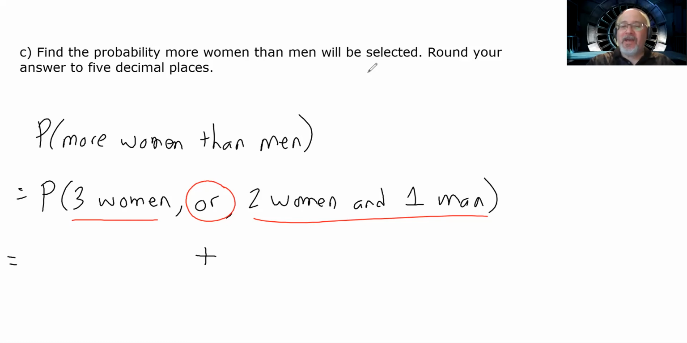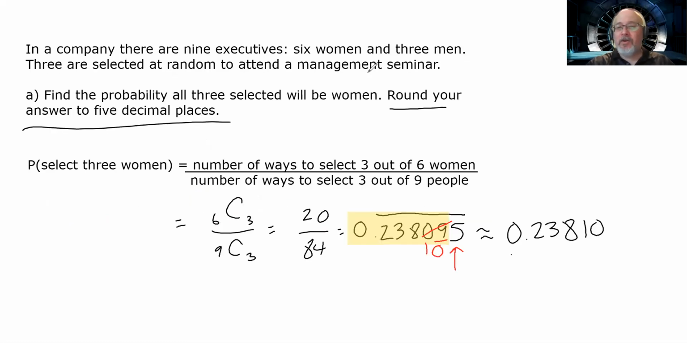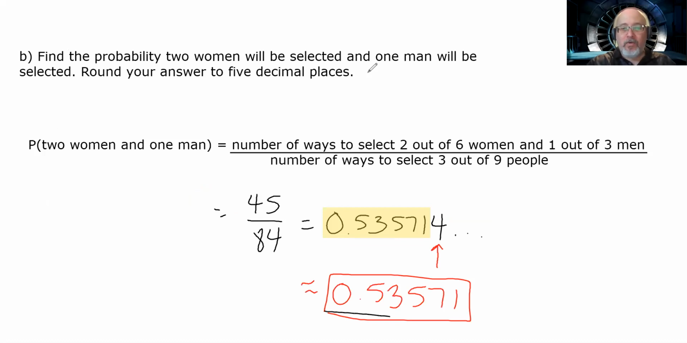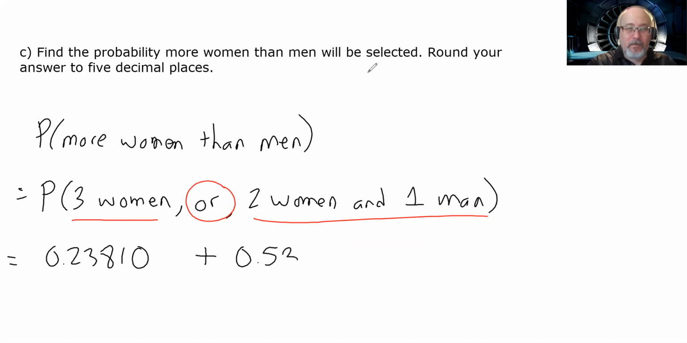The probability that we selected 3 women at random was 0.23810. The probability that 2 women and 1 man was selected was 0.53571. And now we just have to add 0.53571 plus 0.23810 is 0.77381.